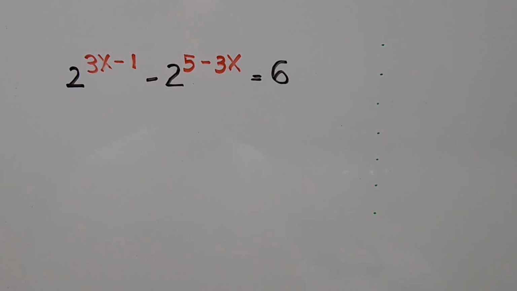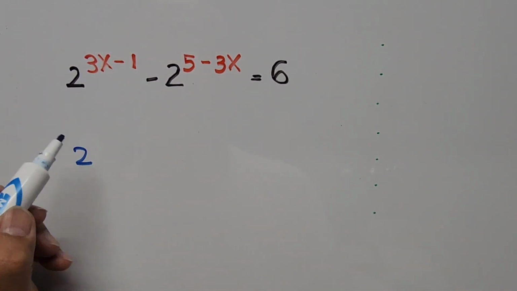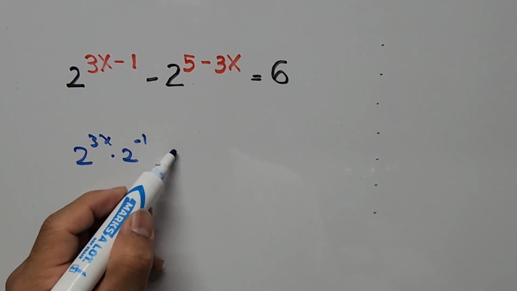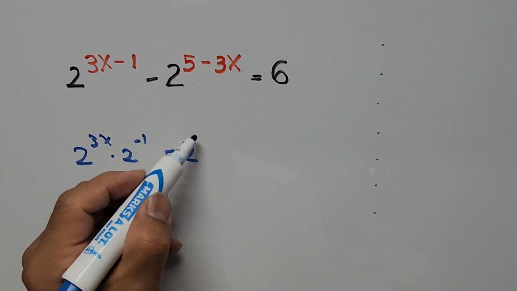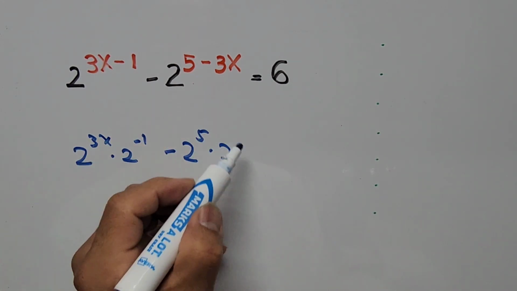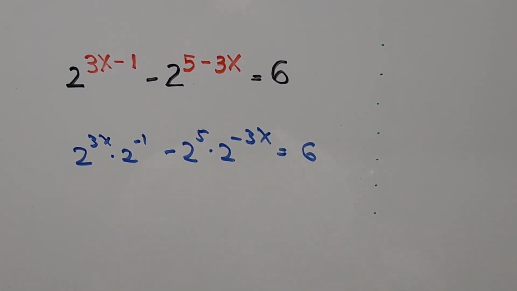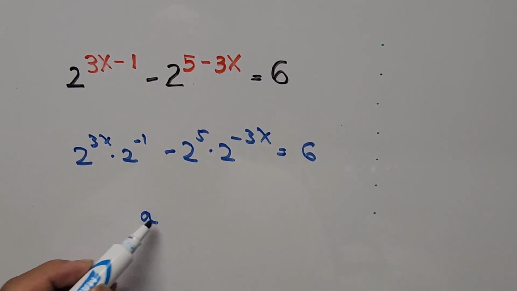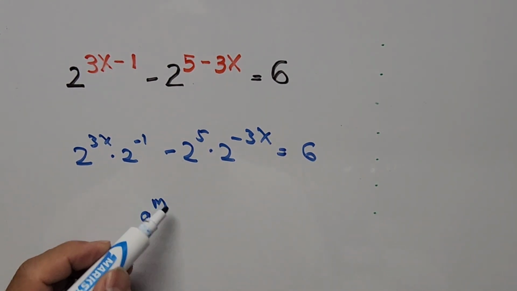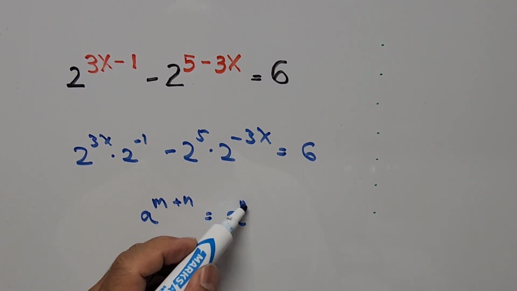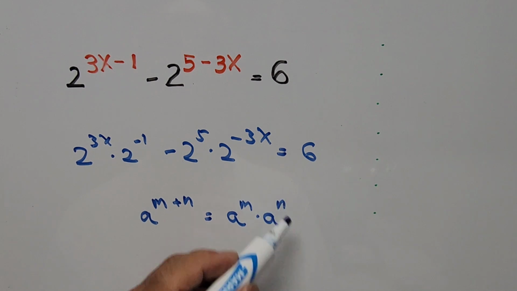Our first step is to simplify the terms on the left side of the equation. So here, the left term can be written as 2 to the power of 3x times 2 to the power of negative 1. And then the second term, minus 2 to the power of 5 times 2 to the power of negative 3x, equals 6. This is from the exponent formula: if we have base a raised to exponent m plus n, this can be written as a to the power of m times a to the power of n.